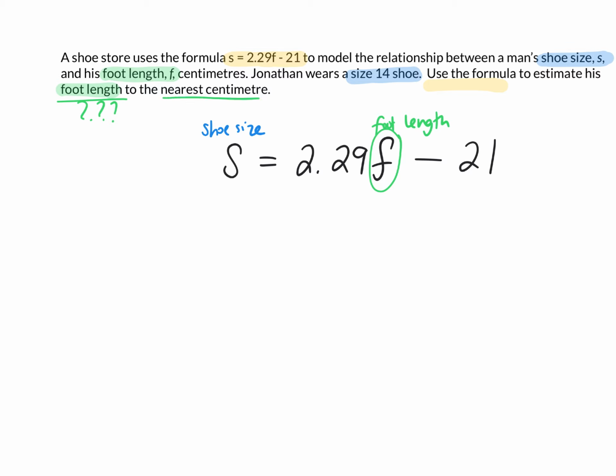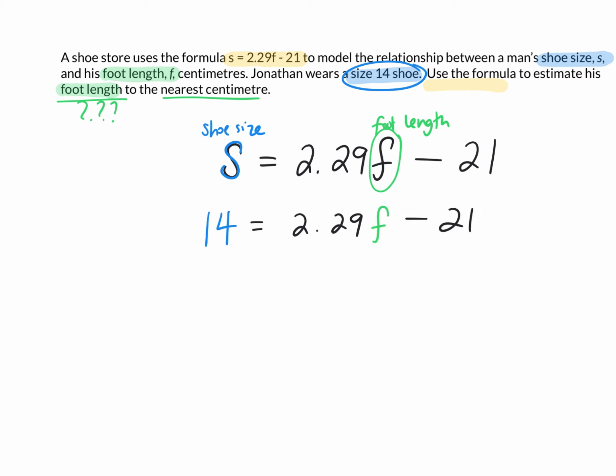Okay, so we're going to plug in the values that we know. Do we know his shoe size? Can we replace this letter S, this variable, with a number? Yes, we know his shoe size is 14. So we're going to write 14 is equal to 2.29 times F, take away 21.